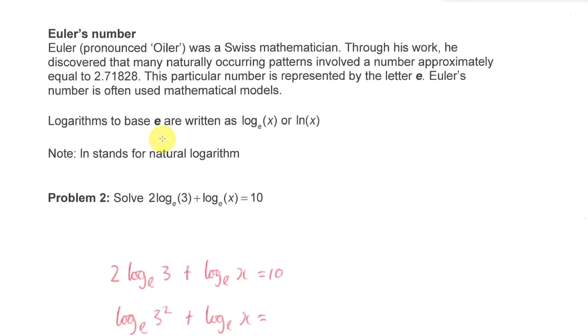Now, notice on our CAS, it's different than the letter E on our keyboard. It's Euler's number, and I'll show you where that is shortly.